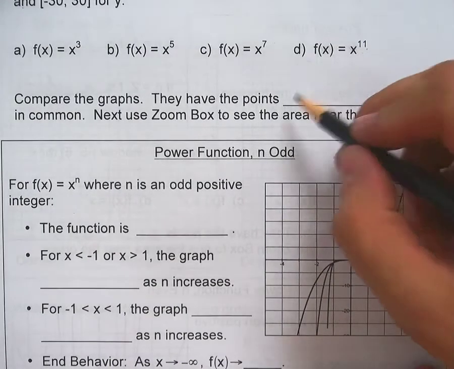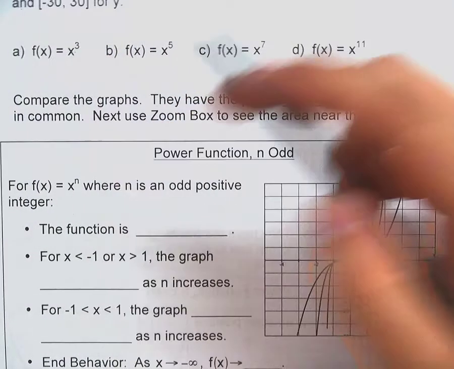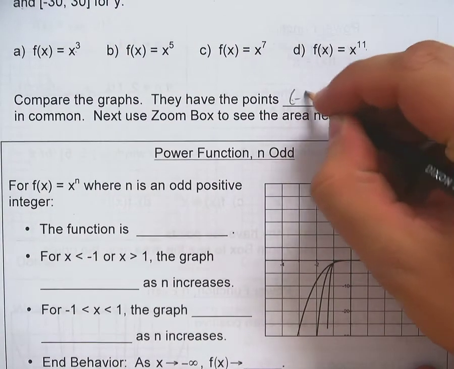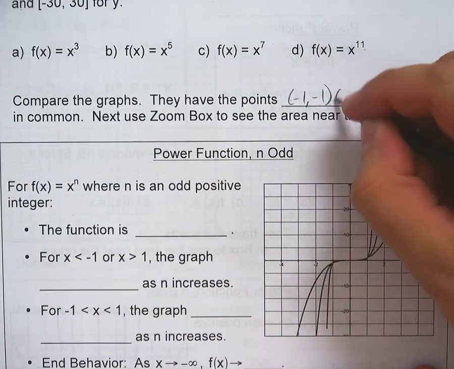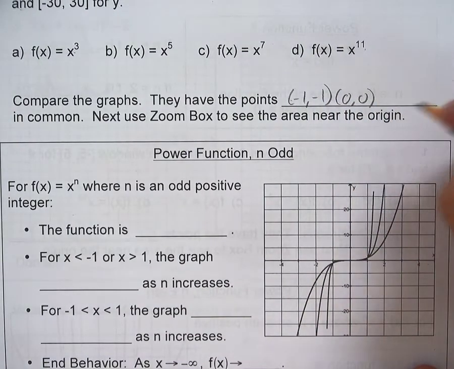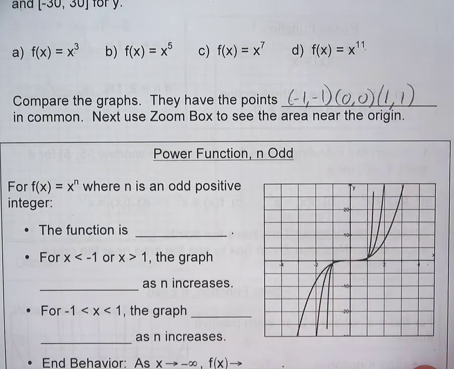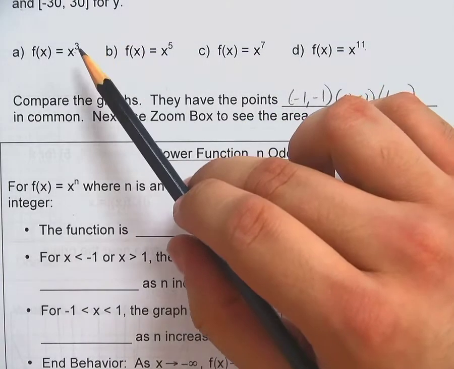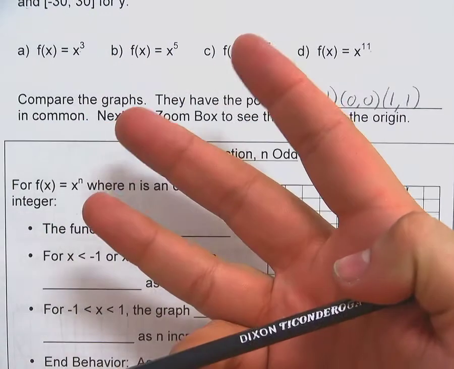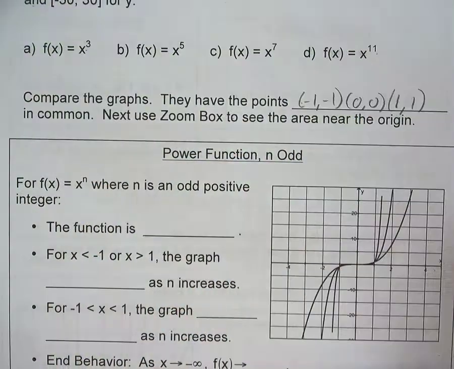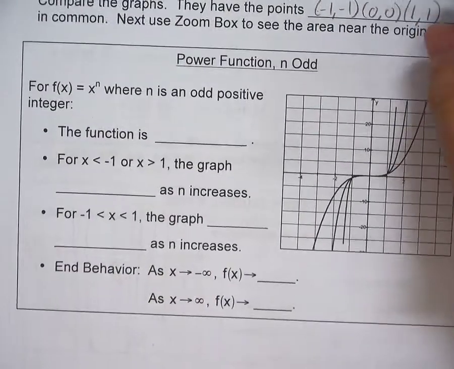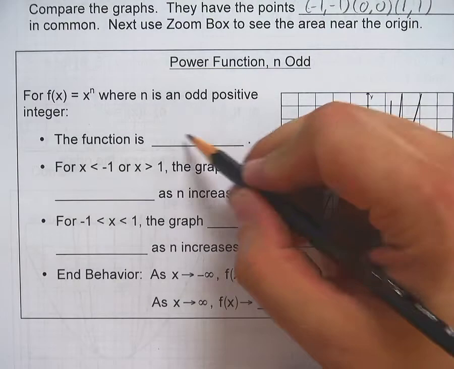If you plug in a negative 1 into x cubed, you're going to get a negative 1. If you plug in a 0, you're going to get a 0. And if you plug in a positive 1, you'll get a positive 1. Right? Because negative 1 times negative 1 times negative 1, 3 times, 3 negatives, that makes it negative. Okay, so for odd functions, here we call these functions odd.